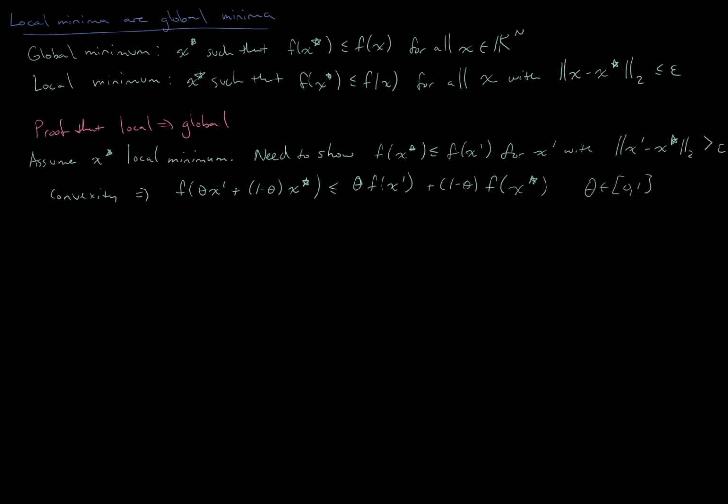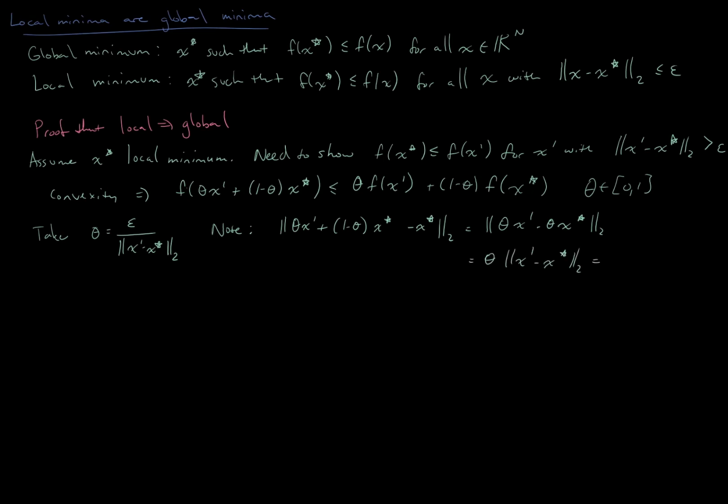Now we're going to take a particular value of theta. Let's take theta to be epsilon divided by the 2 norm of x prime minus x star. And remember that the norm of x prime minus x star is greater than epsilon, so this theta is less than 1. Also note that if we look at the distance between the convex combination of x prime and x star using that theta, and x star, if we simplify this expression, we see that this is equal to the norm of theta times x prime minus theta times x star. And we can factor out theta. If we plug in the definition of theta, we get that this is just equal to epsilon.